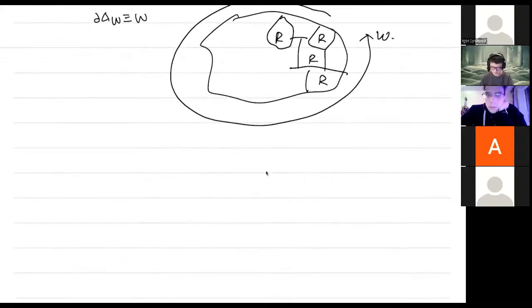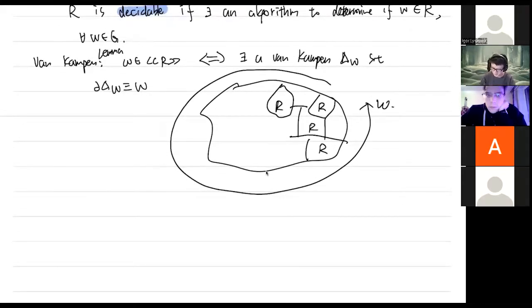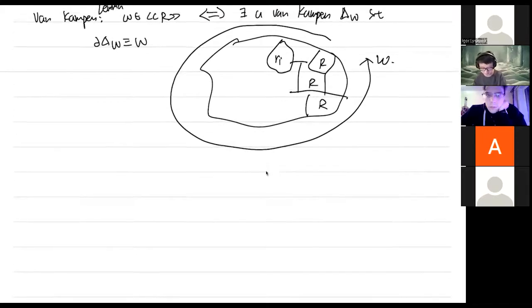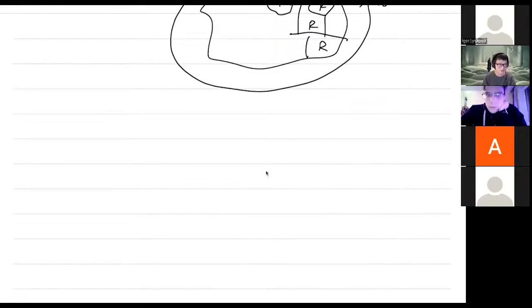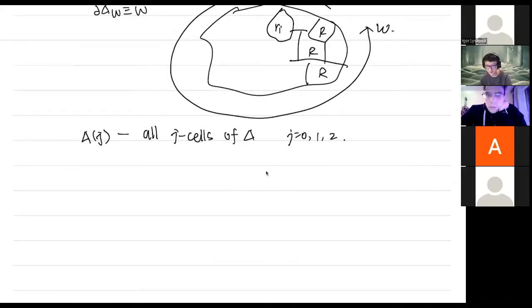Okay. Now we can define. R is a set of words. Every cell is labeled by a word in R. But in this case, R might be infinite. Okay, so now we define a function. We call delta J the set of all J-cells of the delta, where J is equal to 0, 1, and 2. So every 0-cell, every 1-cell, and every 2-cell, we count the number of them.